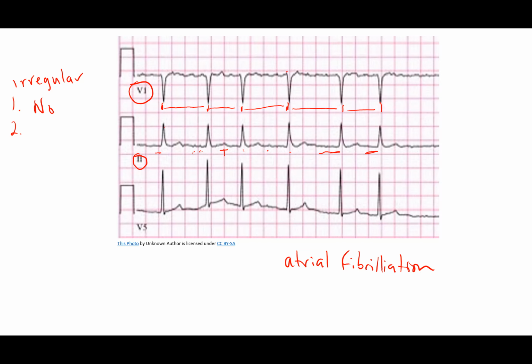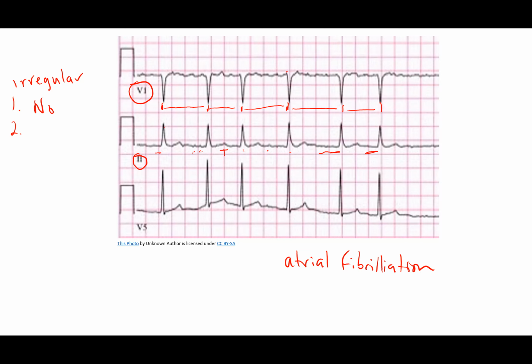If there are no P waves and it's a regular rhythm, then we have some other options, and we'll talk about those later. But this is one of the easiest rhythms to identify, because if you meet these 2 criteria, irregular and no consistent P waves, your answer is pretty much atrial fibrillation.